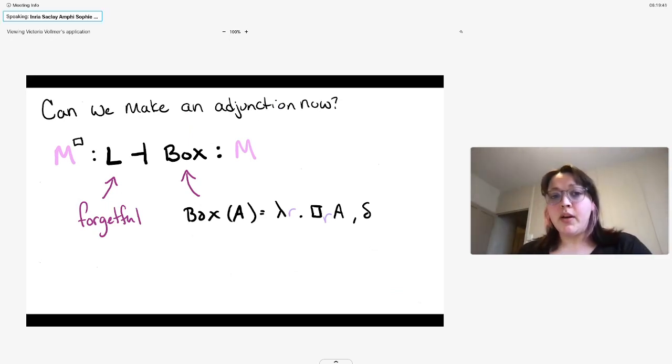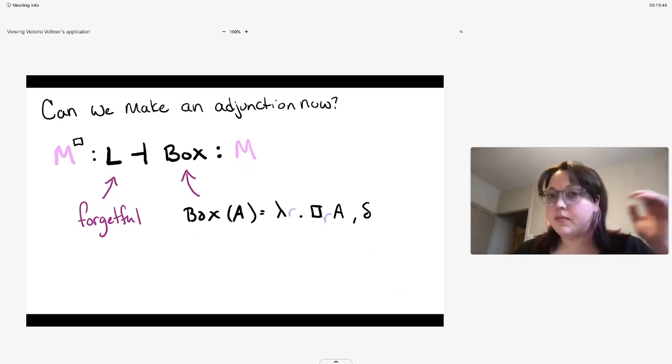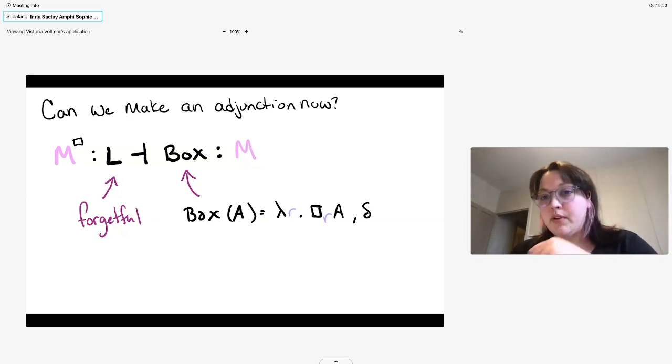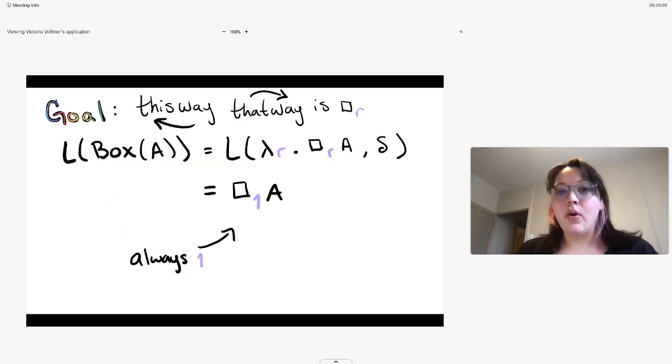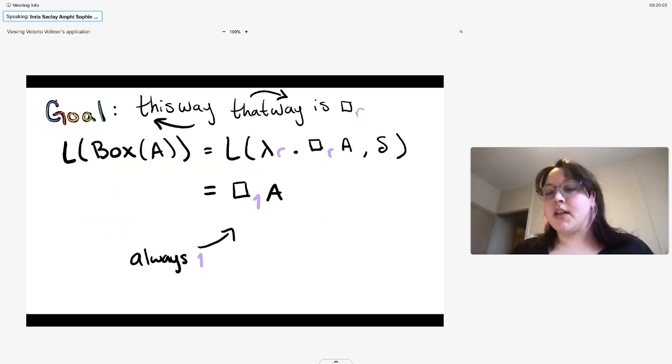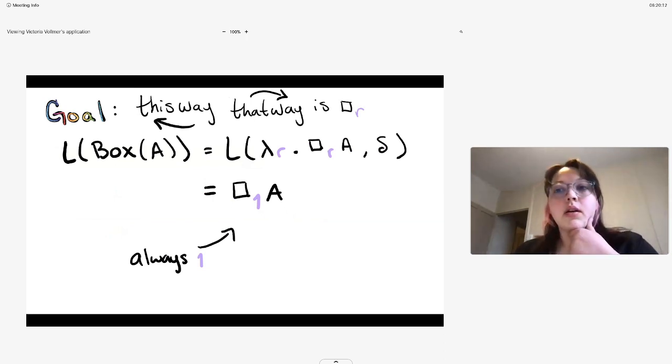So we're going to think about this one going between the Eilenberg-Moore category, so the coalgebras, and this symmetric monoidal category. What happens if we just think, what is this adjunction? Does this give us what we want? We have to remember the goal is for this way and then that way on our adjunction, a little roundabout, to give us box R. But if we work out the math, it's always box 1 and not box R. No matter what the R is, we lose the grade.